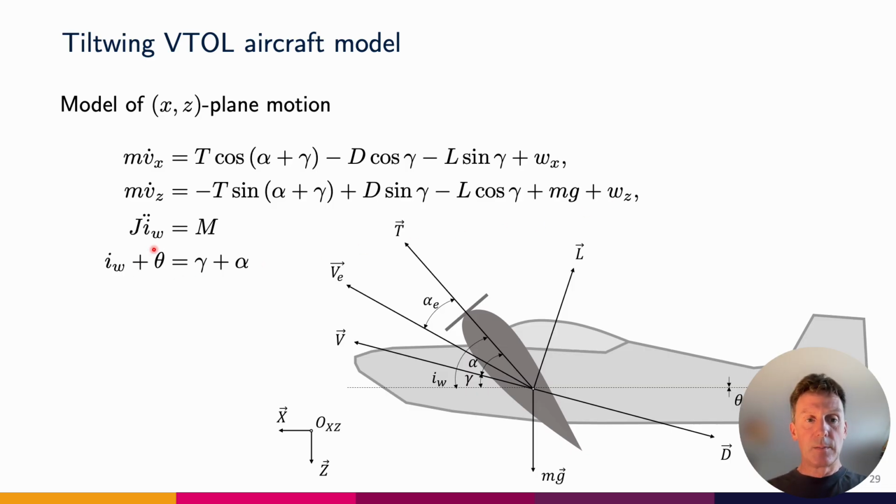The model state iW here represents the angle of the wing. Alpha is the angle of attack of the wing, and gamma is the angle of the flight path relative to horizontal.